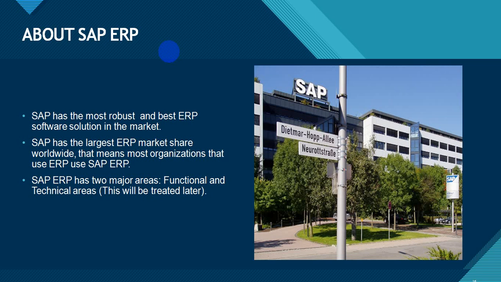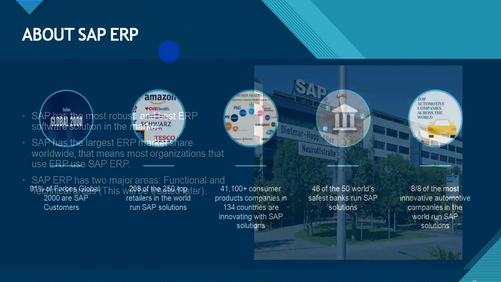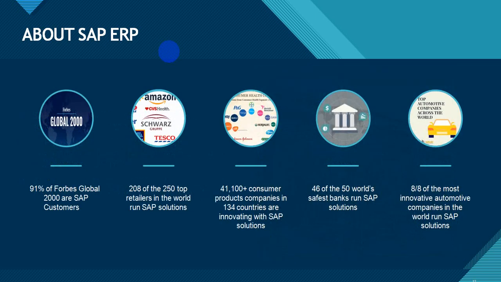Okay, but the thing is that SAP has the most robust and best ERP software solution in the market. SAP has the largest ERP market share worldwide. That means most organizations that use ERP use SAP. All right, so you can see the statistics here. These show you some of the impact of the SAP ERP in the market.